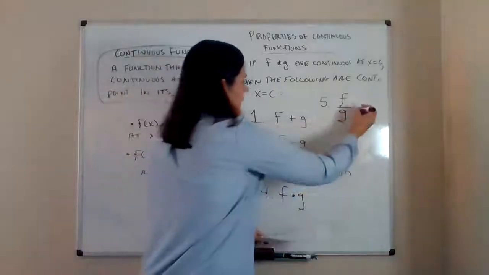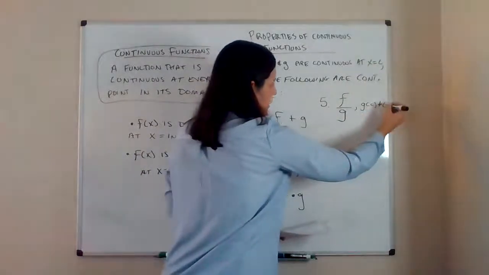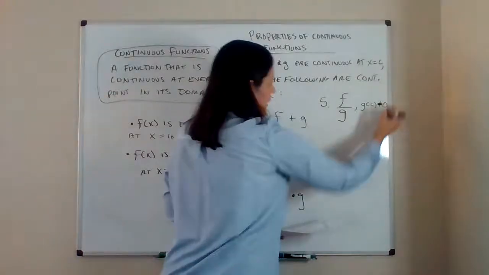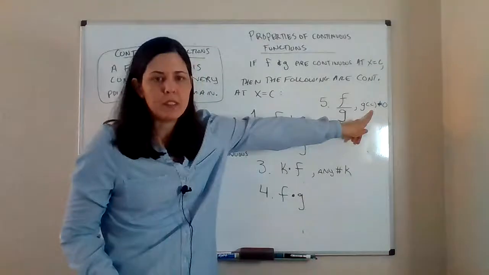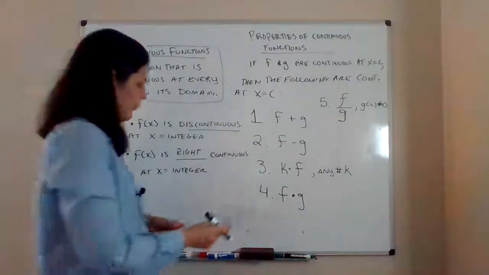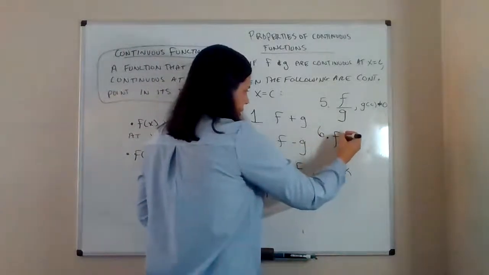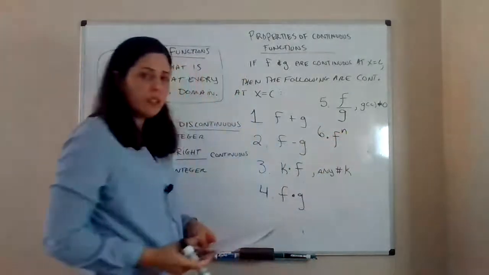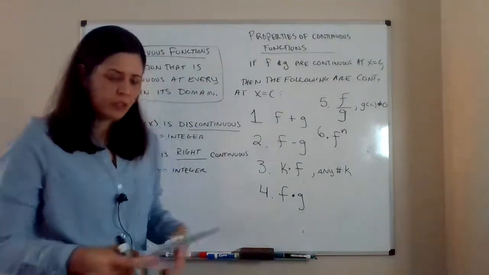So I just have to say that when you plug in this number c, this cannot be 0. You just got to add that because we're dividing by g. So this says g of c can't be 0, just to make sure I don't do that. Then number 6, your function raised to an exponent would also be continuous if you're starting with a continuous function.